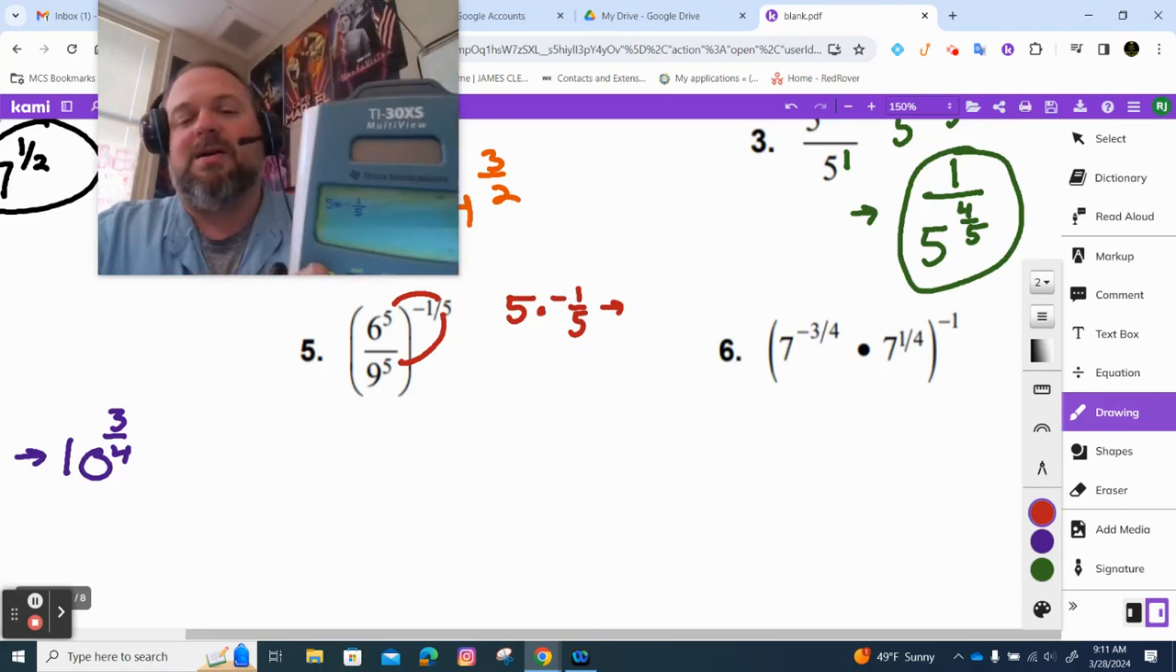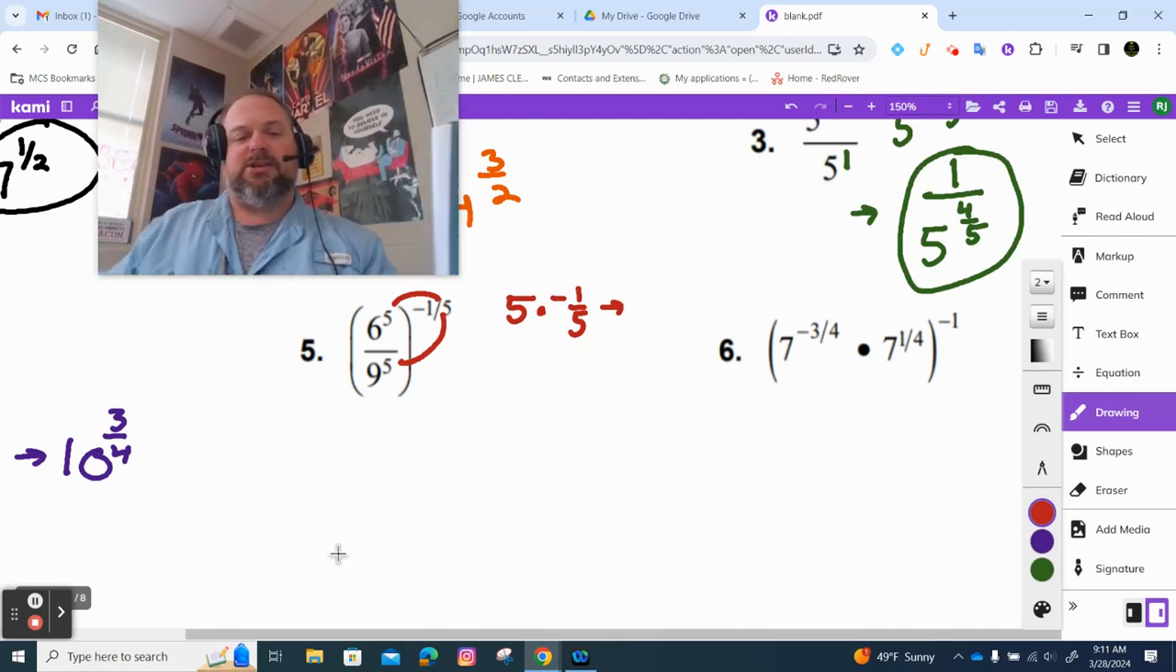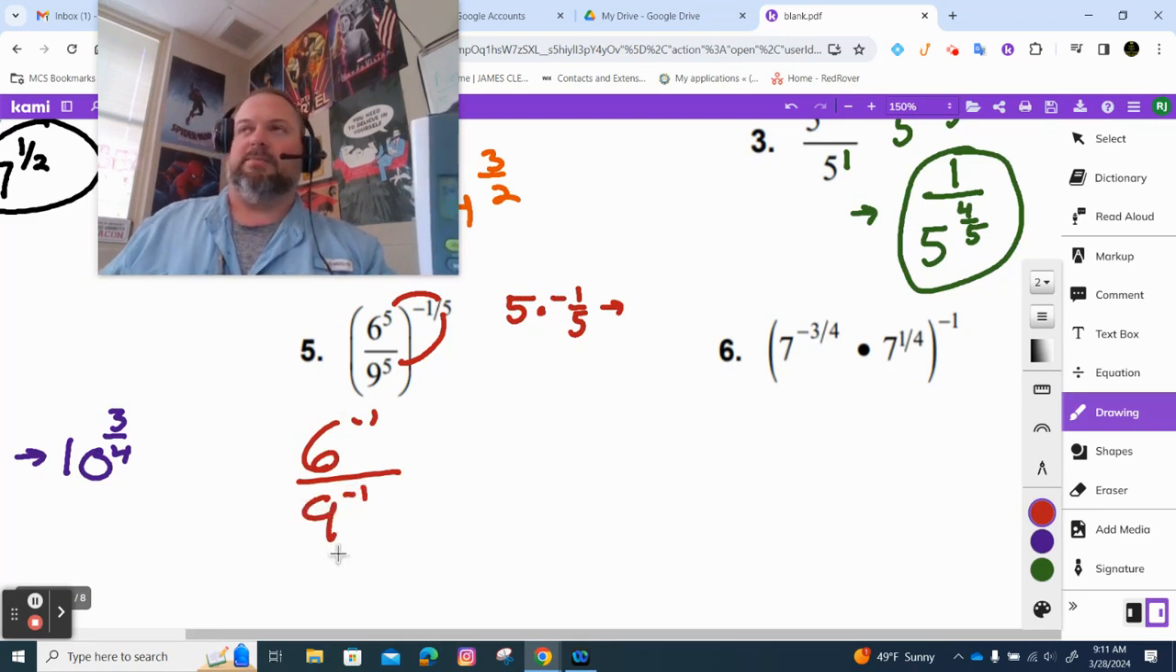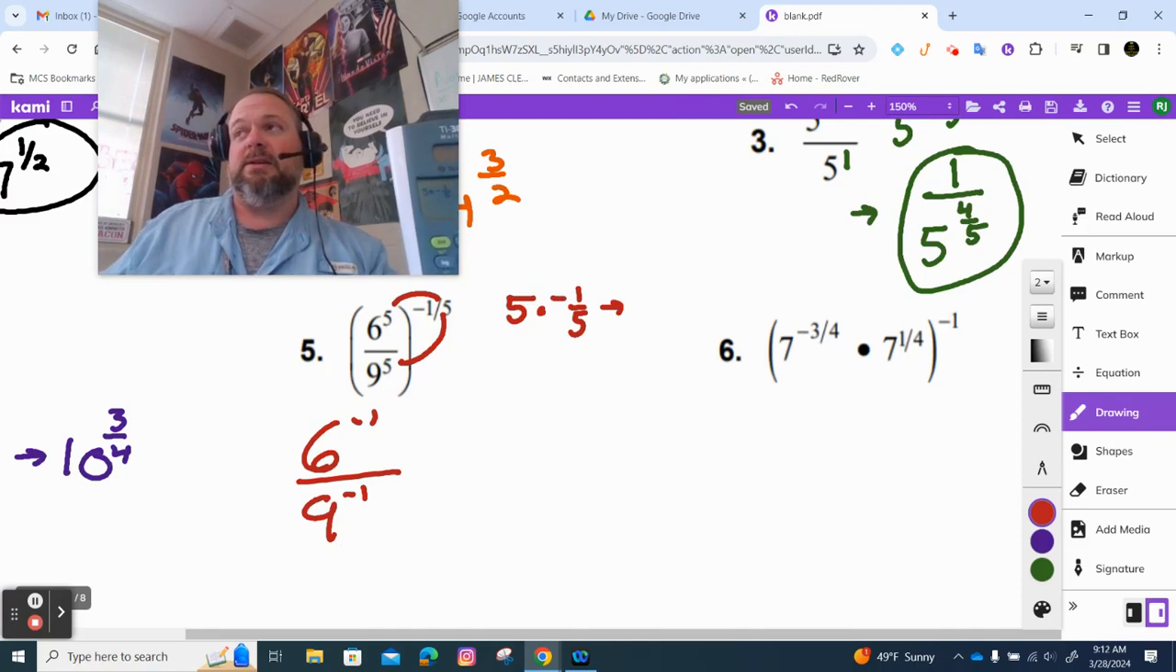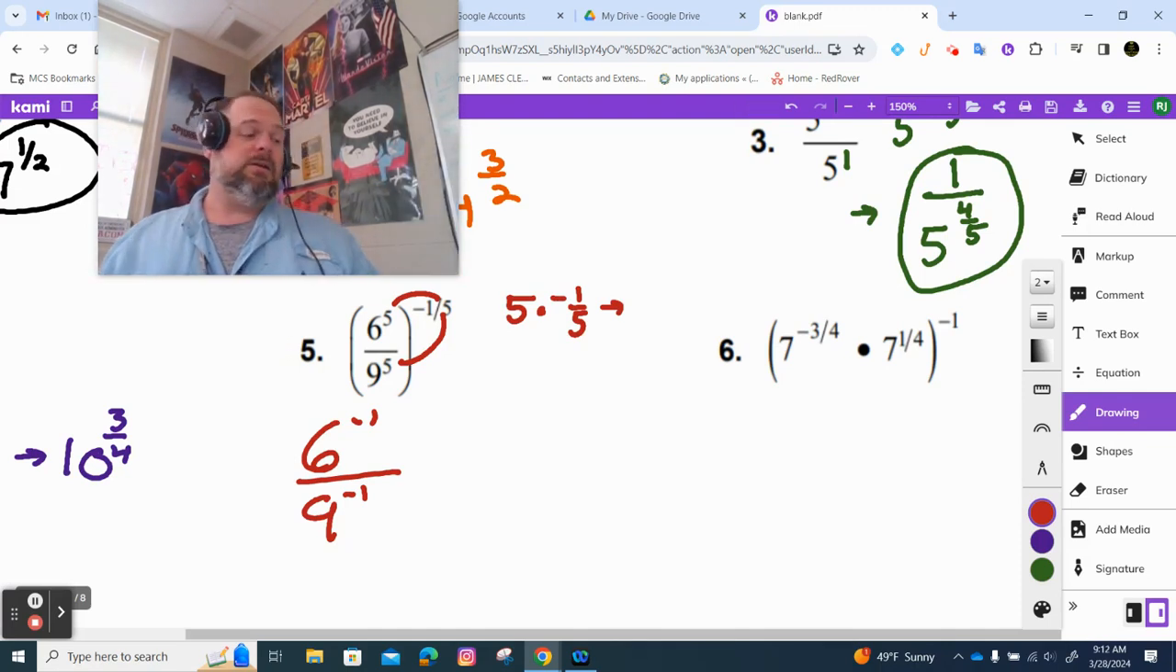So now we would know that this would actually end up being 6 to the negative 1 over 9 to the negative 1. Okay? Are we okay with that, y'all? All right.